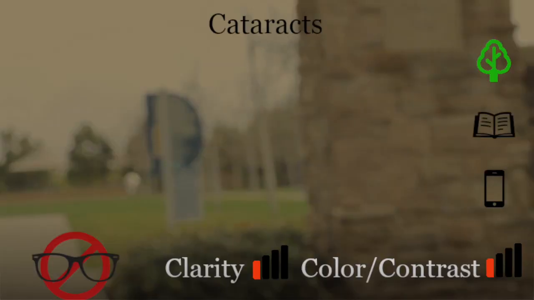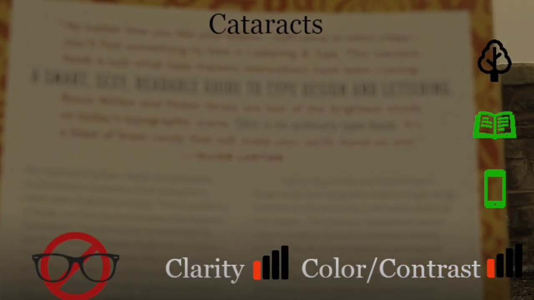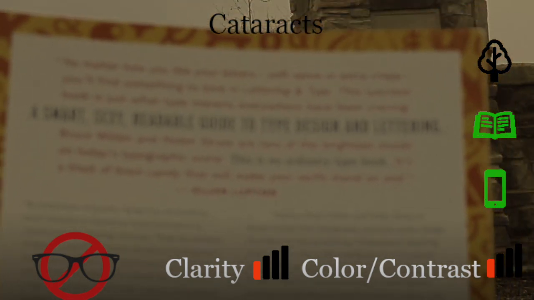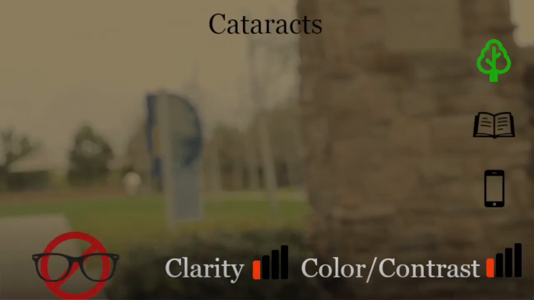Now this is the vision of someone with cataracts. Even with glasses on, the vision is blurry at distance and up close. The colors are dimmed and yellowed, and contrast is diminished. Glare and halos with lights at night are present.